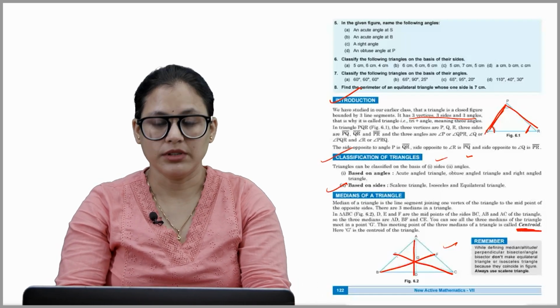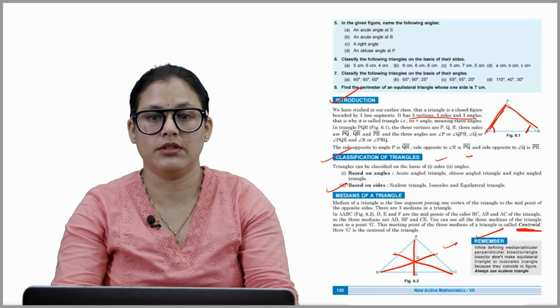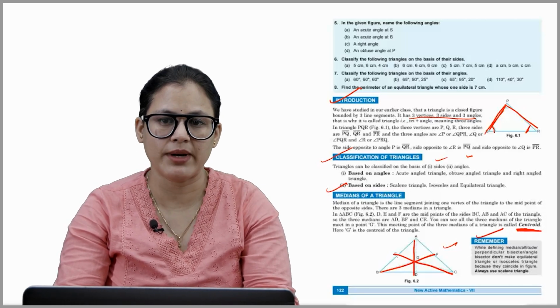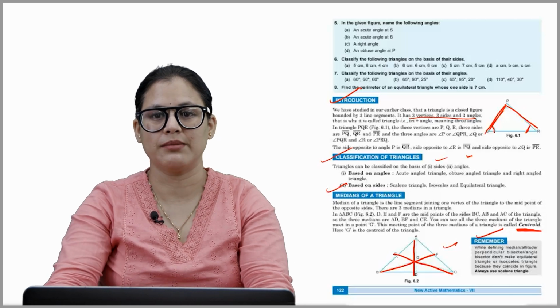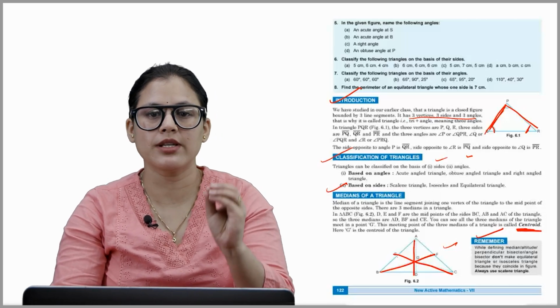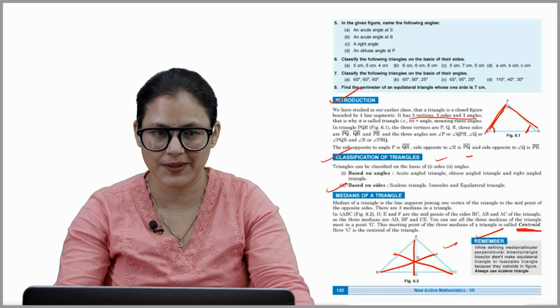Remember, while defining median, altitude, perpendicular bisector, angle bisector, don't make an equilateral triangle or isosceles triangle because they coincide in the figure. Always use a scalene triangle.